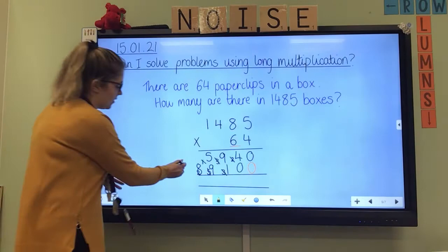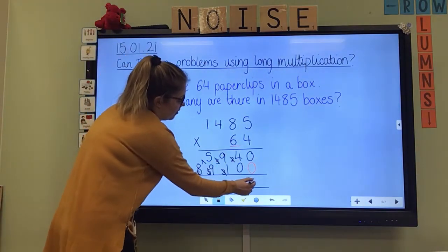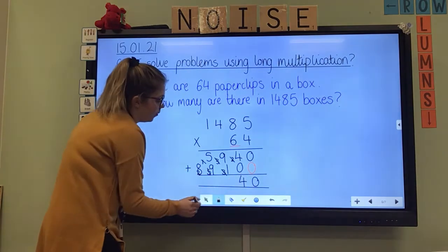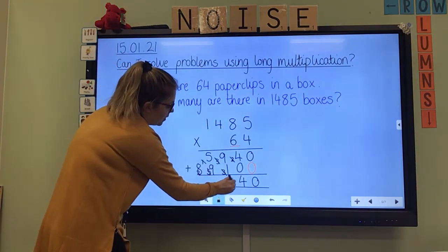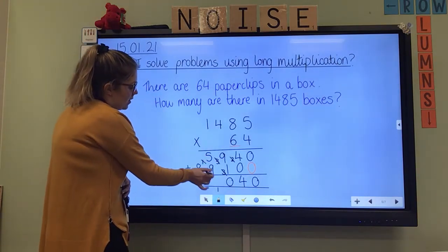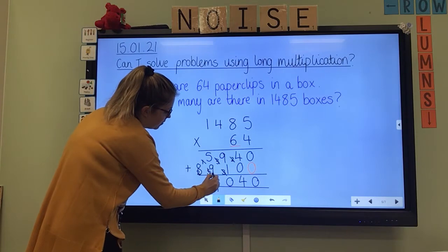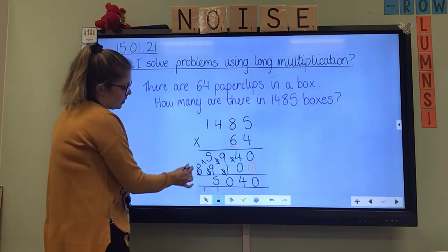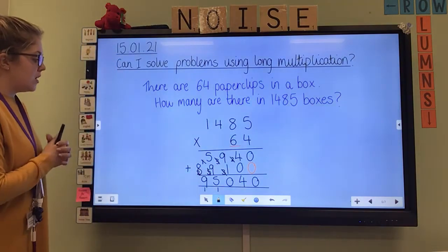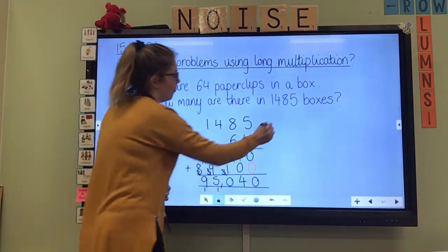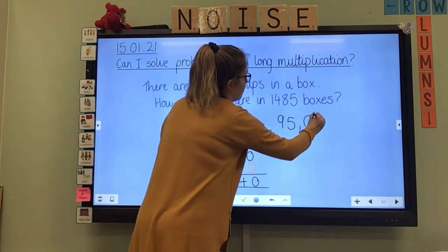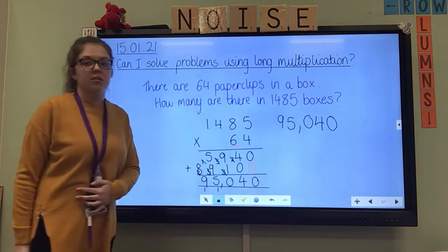Right, need to add up those two answers now. 0 add 0 equals 0. 4 add 0 equals 4. 9 add 1 will be 10. Write the 0, carry the 1. 9, 10, add 5 will be 15. 8 add 1 is 9, which gives us an answer of 95,040. Crikey, 95,040 paper clips in total.